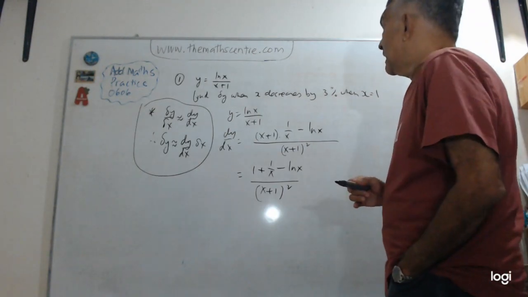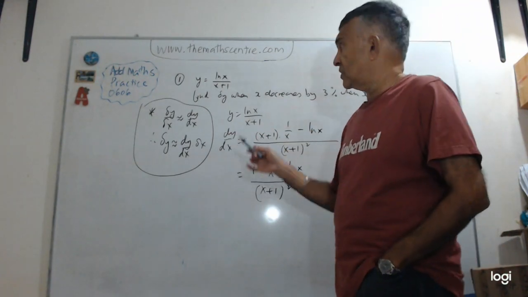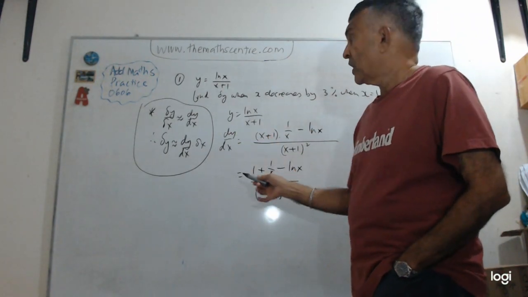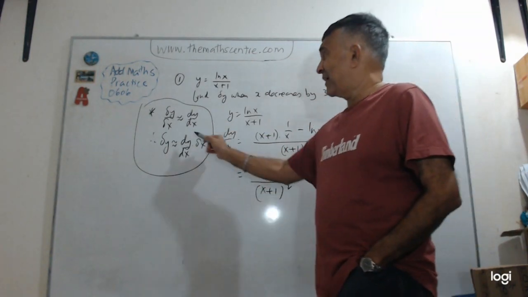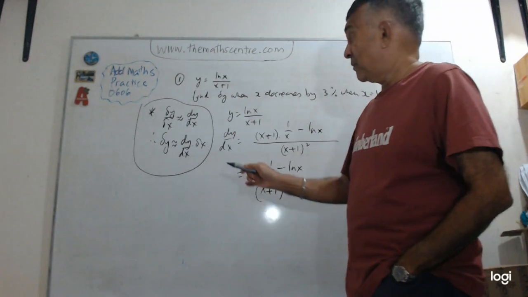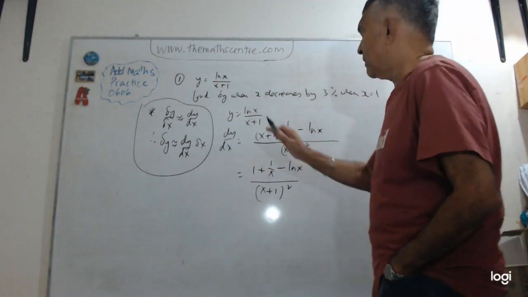Now, we know that when we deal with approximations, we need a value for dy/dx, and that value is found when we plug in the value of x that's given. Before I do that, let me go ahead and look at delta x.